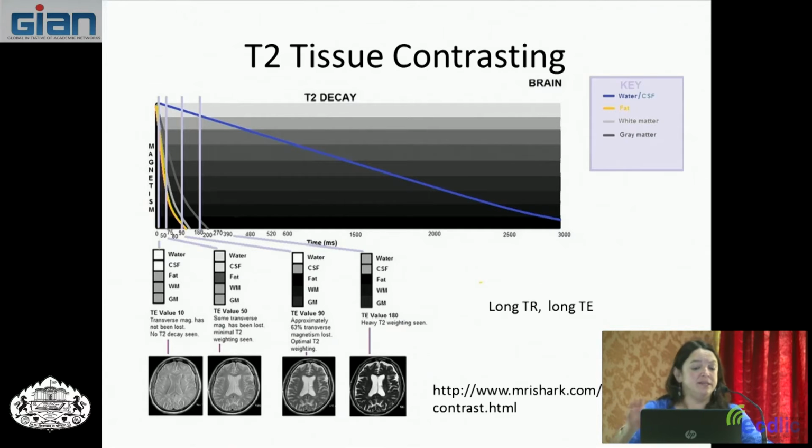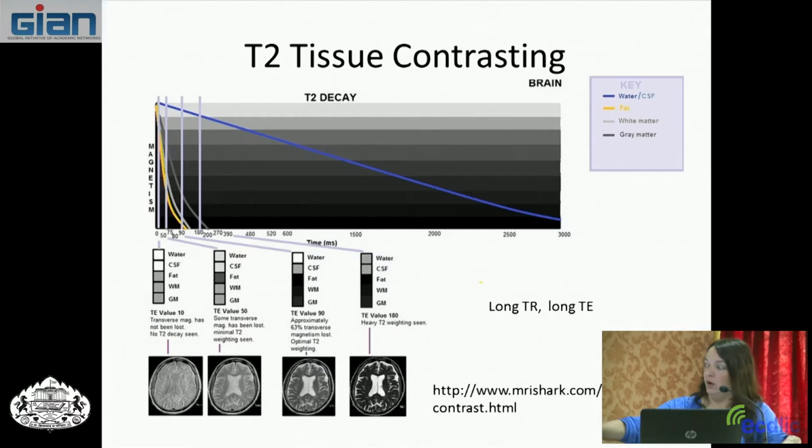But as we wait, this phase locking or phase coherence starts to decay, and they become less coherent with each other. So if we wait a longer time, then we see more of this loss of phase coherence. And again, this shows what happens with T2 contrasting as you go along. So on the far left, for the T2, a lot of the phase coherence hasn't yet been lost, so there's not a good contrast in the tissue.